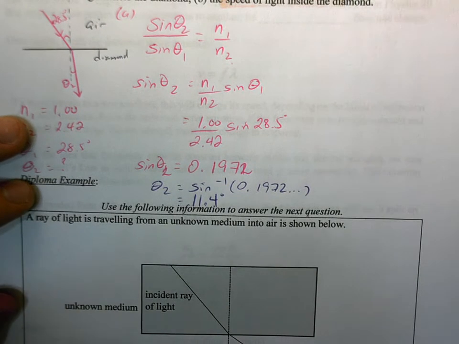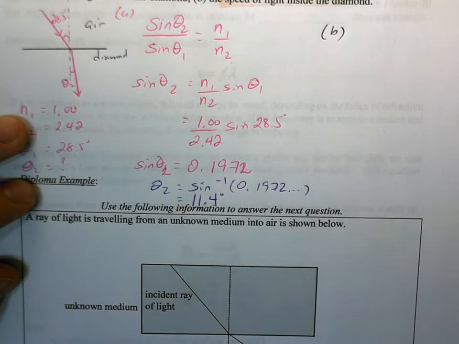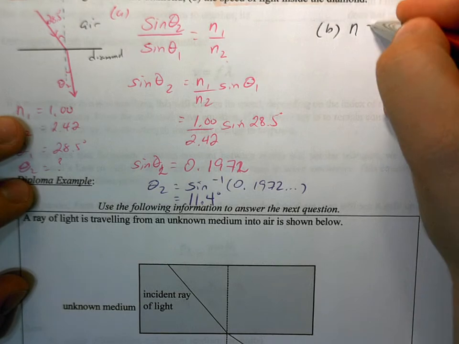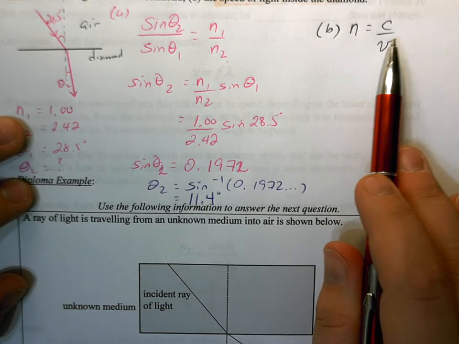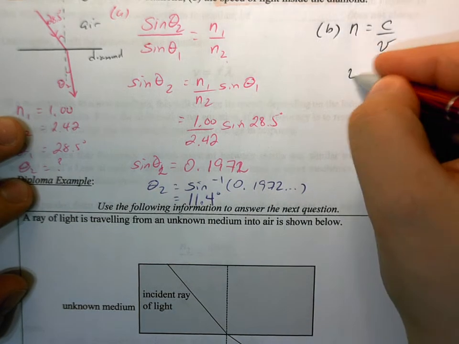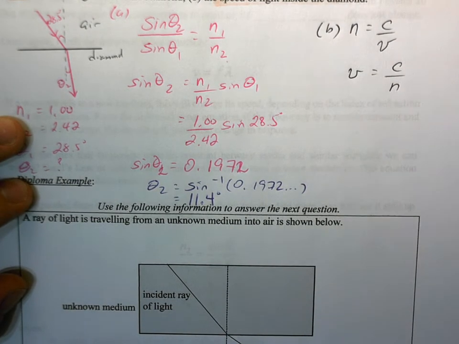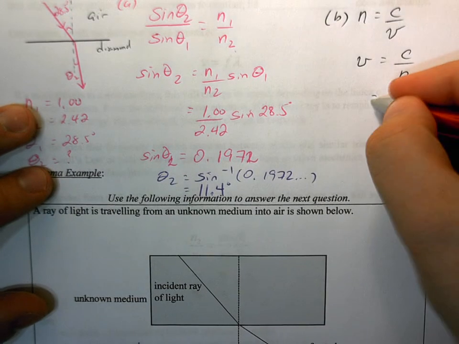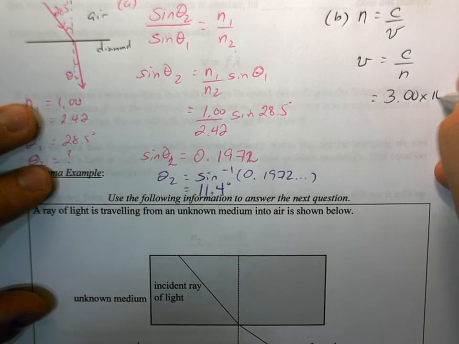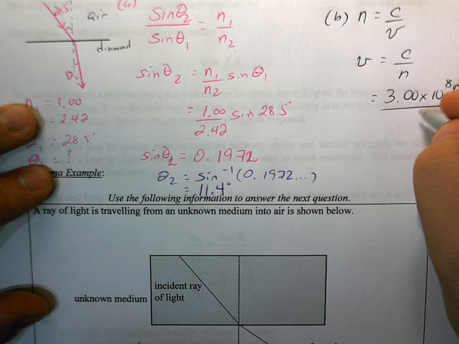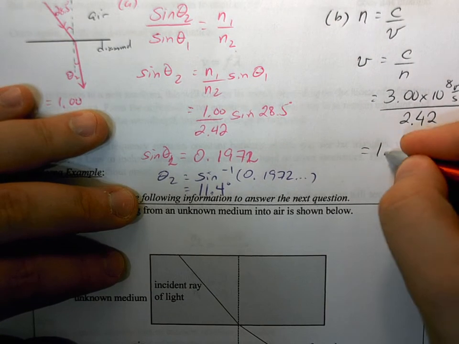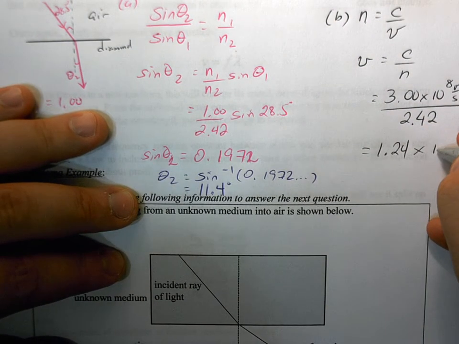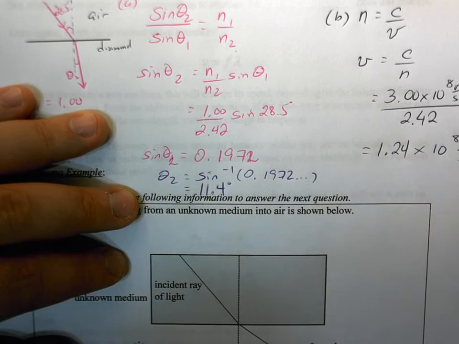And then part B, we want to find the speed of light inside the diamond. So we know that the index of refraction is just the speed of light in a vacuum divided by the speed in the medium. We're interested in finding v. So v is just going to be the speed of light in a vacuum divided by the index of refraction in this medium. So we're going to have our 3 times 10 to the 8 meters per second divided by 2.42. And what we're going to get is about 1.24 times 10 to the 8 meters per second.